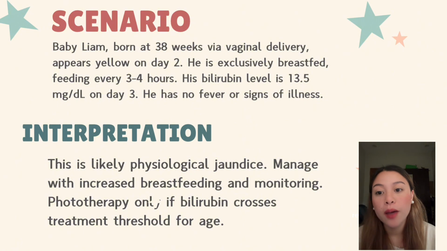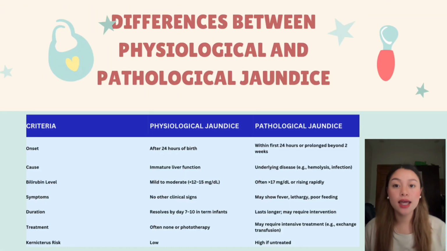The scenario is baby Liam, born at 38 weeks via vaginal delivery, appears yellow on day 2. He is exclusively breastfed, feeding every 3 to 4 hours. His bilirubin level is 13.5 milligrams per deciliter on day 3 and he has no fever or signs of illness. Interpretation: this is likely physiological jaundice, managed with increased breastfeeding and monitoring, and then phototherapy only if bilirubin crosses the treatment threshold for age. And now, I will proceed to the differences between physiological jaundice and pathological jaundice.